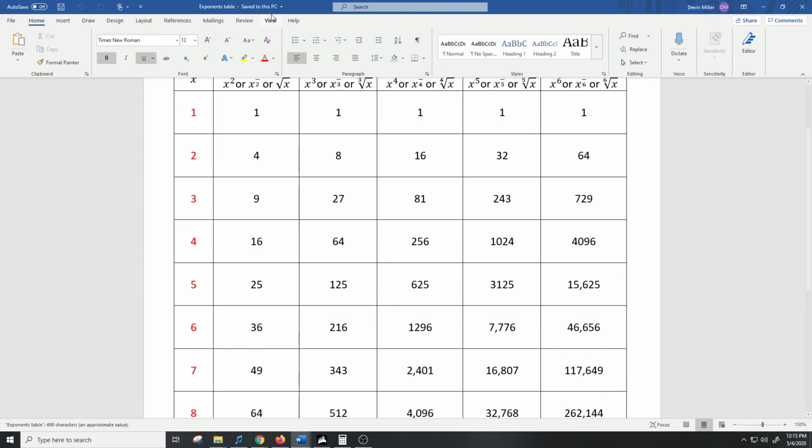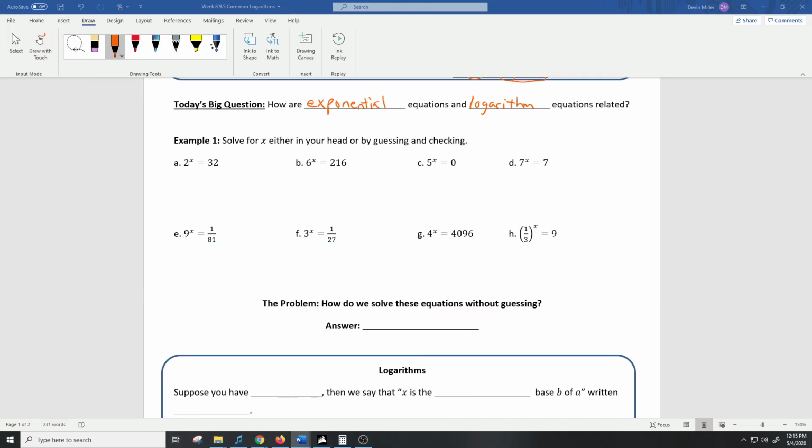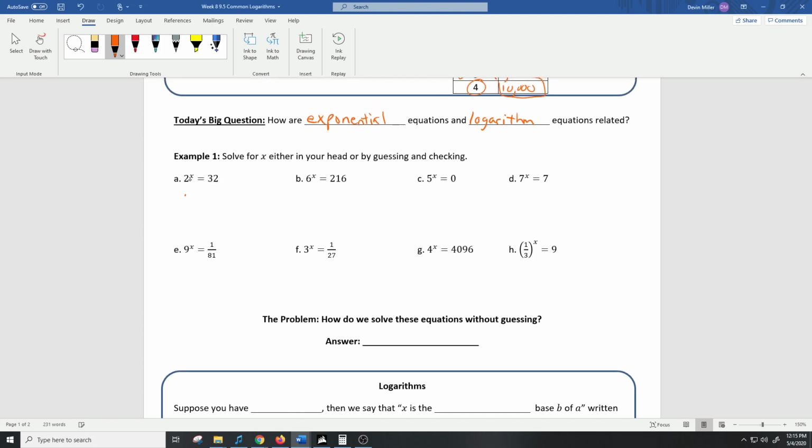The one we're doing right now is 2 to the what power gives you 32. So if you want to look at it, it would be 2. You find this over here, and then go to 32. That is the 5th power, although you might have already known that. So we can say that x is 5, because 2 to the 5th power gives you 32.